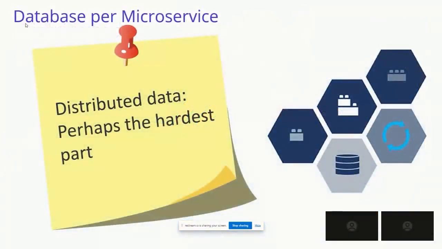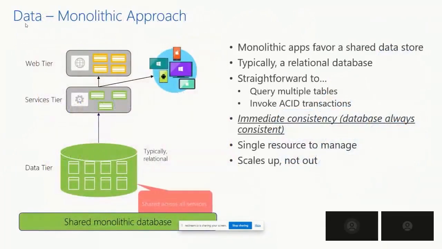When we think about distributed data in microservice applications, the best practice is each microservice owns its own data store. So you hear the term database per microservice, and this might be the hardest part for a lot of people. So again, we think about a monolithic database. Things are kind of simple in life. So we have, again, a monolithic application.